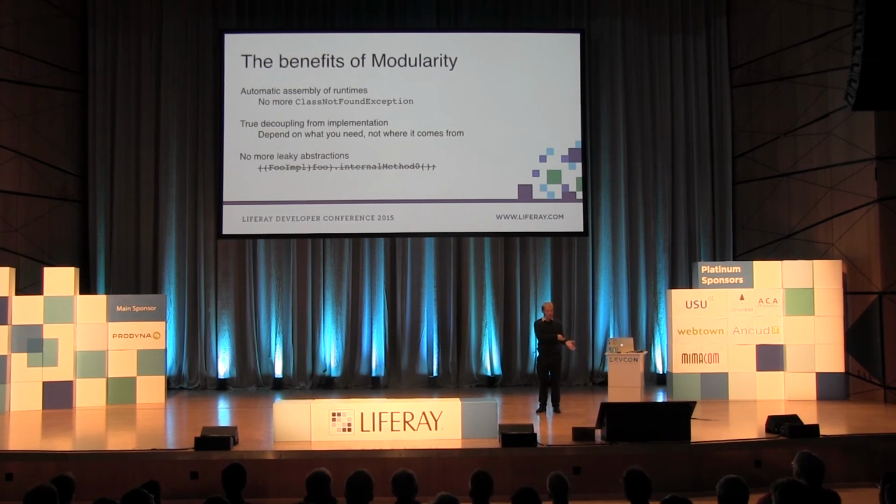And that is also how we get to the complete loss of these leaky abstractions. No more of FooImpl gives me this internal method which I really want to call, because the chances are that the person who wrote the FooImpl didn't intend you to call internal method 0.